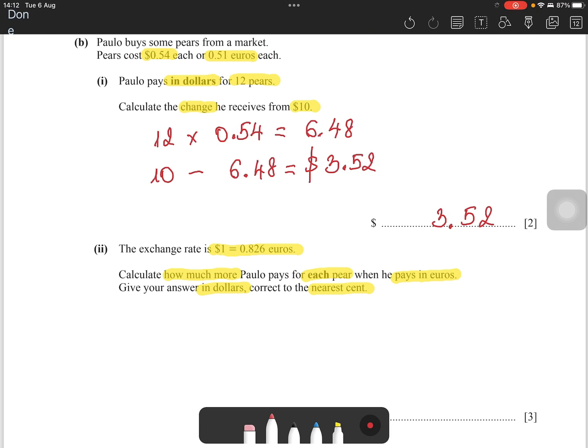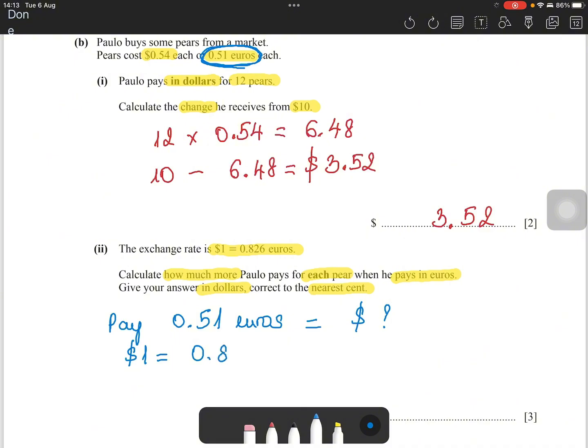So first of all, we see that if he pays in euros, then for each pear, he needs to pay 0.51 euros. And we need to know that this is equal to how many dollars? To do this, we see that $1 is equal to 0.826 euros. And if we have 0.51 euros, then it is how many dollars?